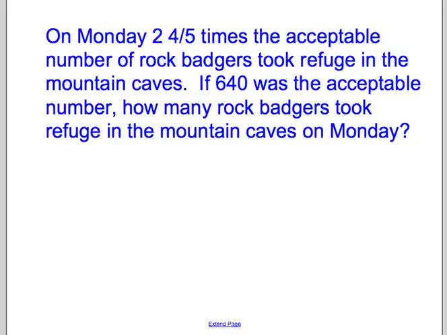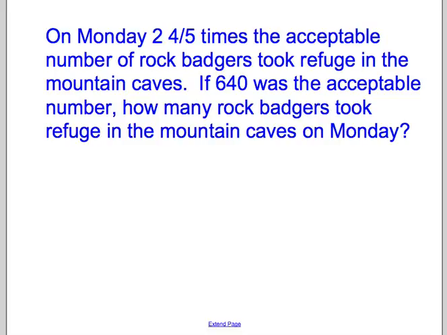On Monday, 2 4/5 times the acceptable number of rock badgers took refuge in the mountain caves. 640 was the acceptable number. How many rock badgers took refuge in the mountain cave? I read this problem for 3 or 4 years, and each year when I first started teaching out of this book, every time I just kind of panicked, I froze. I was like, oh my, what do I do with this? I have to stop, even myself, and go, okay, don't worry about all the information right now. Let's just get it put in the parts we know how to work with.